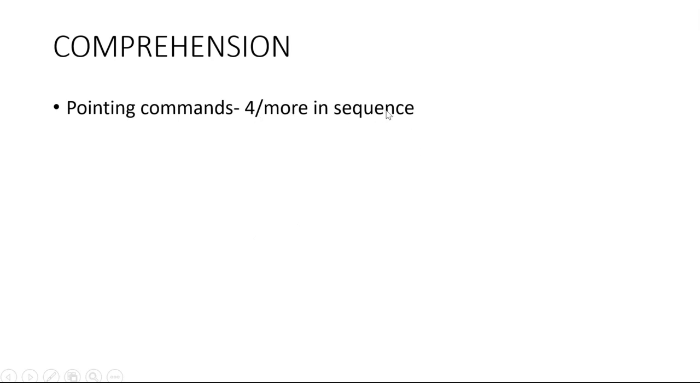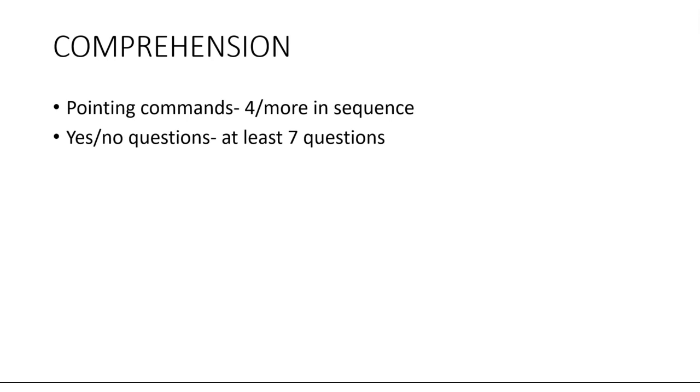So if he's able to point to 4 or more objects in sequence, you can say that his comprehension seems to be doing fine. The next test you can do is yes or no questions. You can ask him, is it raining outside? Is it Wednesday today? Is it morning? So you ask yes or no questions, and at least 7 questions have to be asked in sequence, and the patient has to answer all of these 7 questions right before you can actually say that his comprehension is working well.